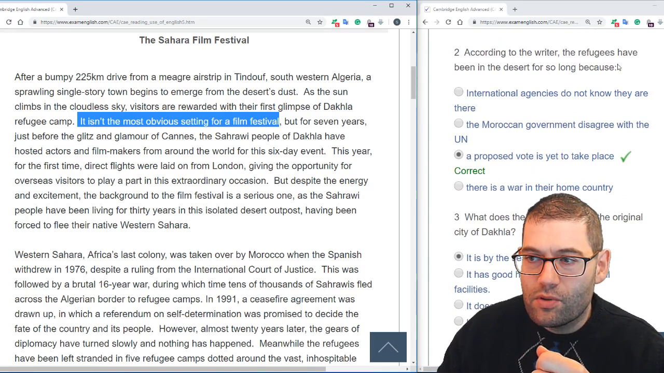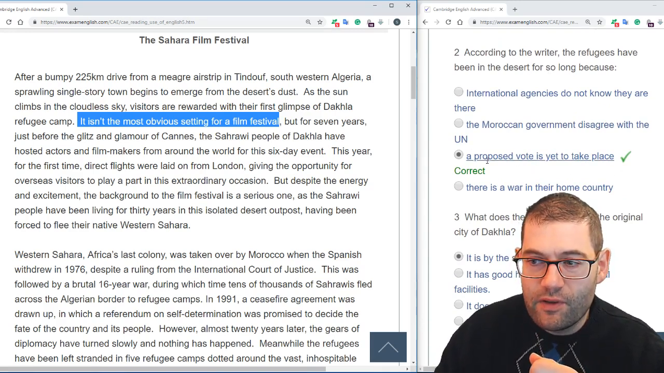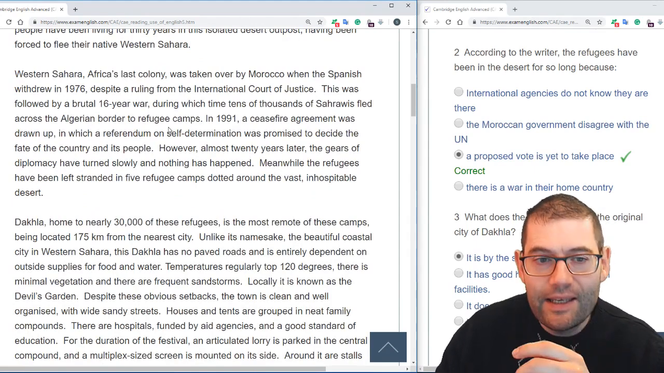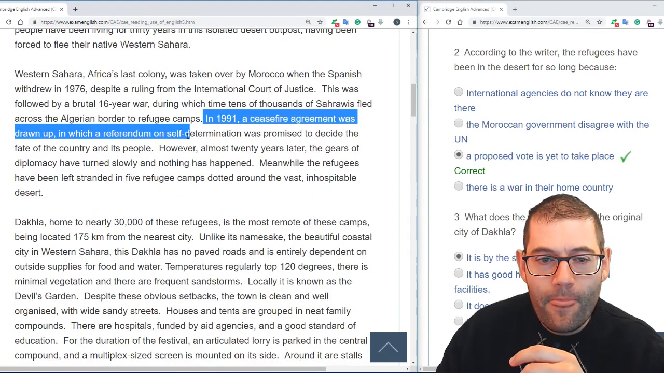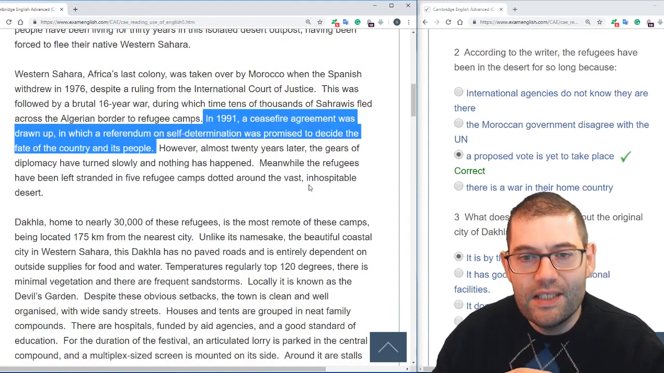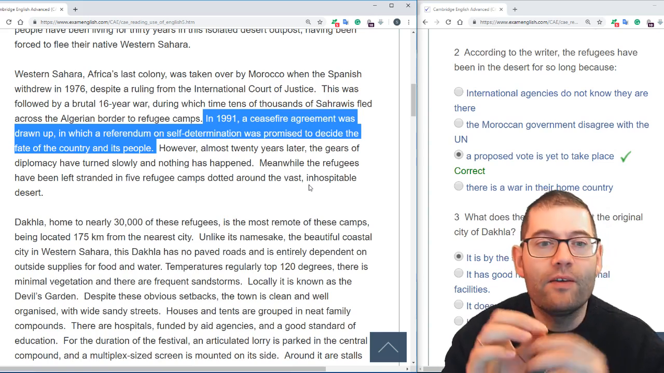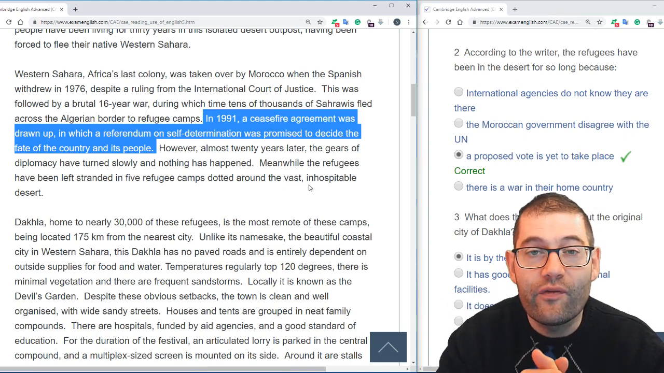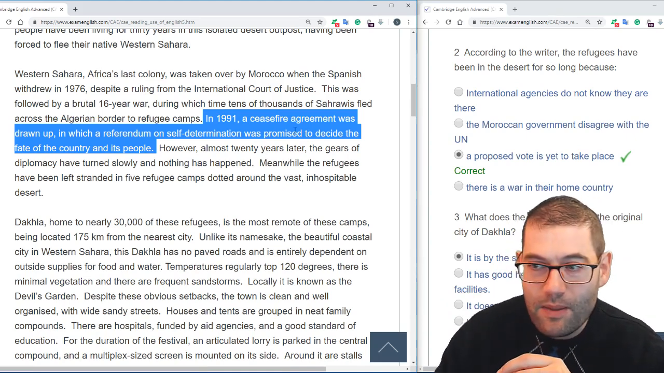For question number 2, according to the writer, the refugees have been in the desert for so long because a proposed vote is yet to take place. This is our correct answer, as you can see above my head. Where's the vocabulary link here? It's right here. In 1991, a ceasefire agreement was drawn up in which a referendum on self-determination was promised to decide the fate of the country and its people.